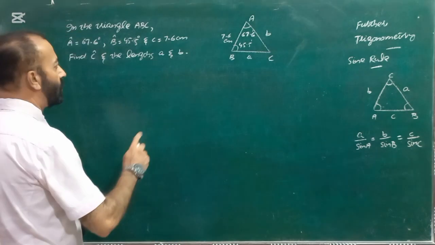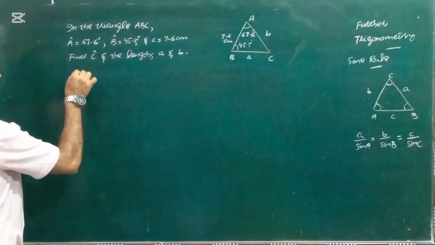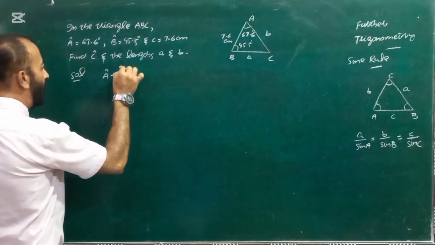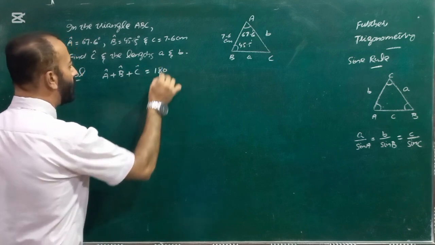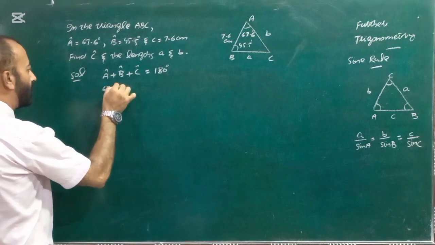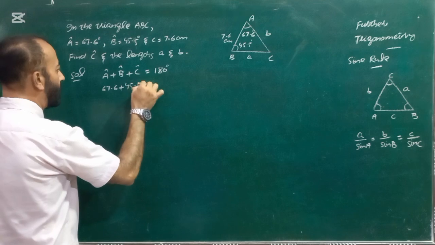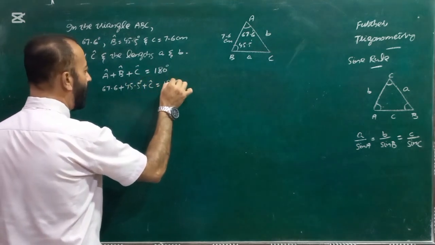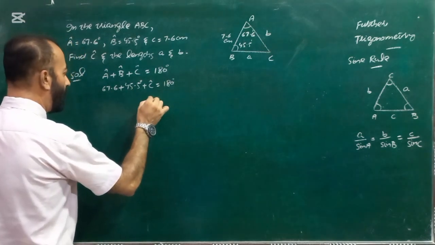Okay, look now. So, because two angles are given and we know the sum of the angles of a triangle is 180 degree. So, A plus B plus C is equal to 180 degree. So, putting values into it, A is 67.6, B is 45.5, and C is the requirement, is equal to 180 is as it is. So these two will go to the right hand side and will subtract from 180 degree.